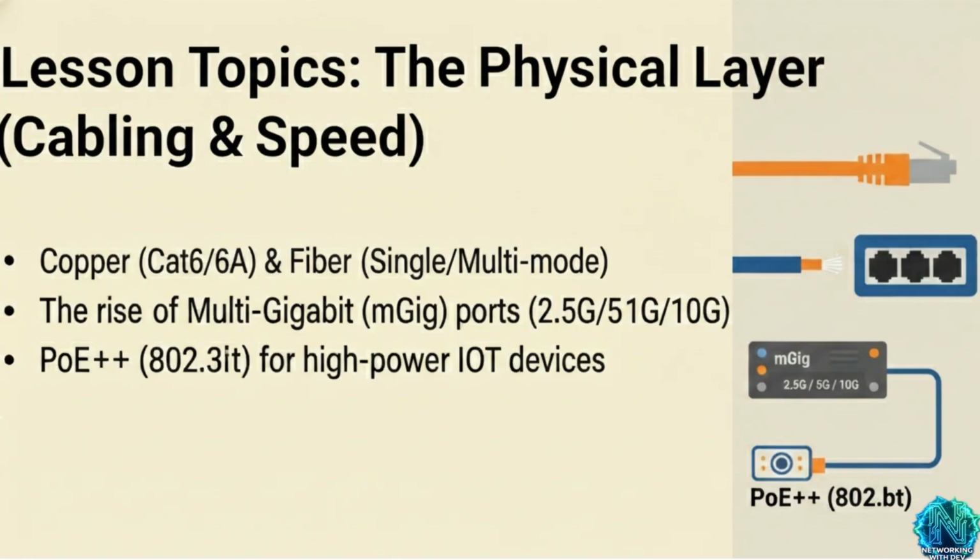Our agenda covers the heavy hitters of modern connectivity. We'll compare the reliability of copper, specifically Cat6 and 6a, against the lightning-fast capabilities of single-mode and multi-mode fiber. We'll explore the rise of multi-gigabit, or mGig ports, pushing boundaries at 2.5, 5, and 10 gigs. And finally, we'll look at PoE++, the standard powering the next generation of high-demand IoT devices.